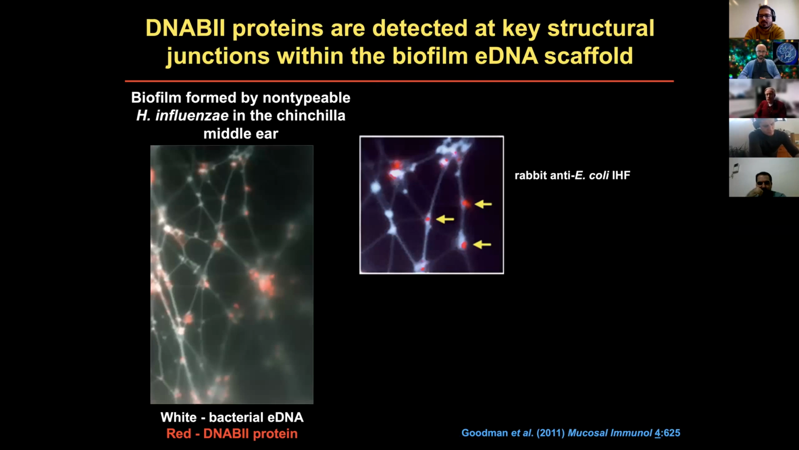And so after Dr. Bakaletz gave her talk, I approached her and I said, I know why your structure looks that way. We know about this protein that binds to Holliday junctions because they look like bent DNA. And I predict that if you were to do immunofluorescence of your DNA, at every single vertex, in other words, every place where the DNA crossed, that's where you would find the DNABII proteins.